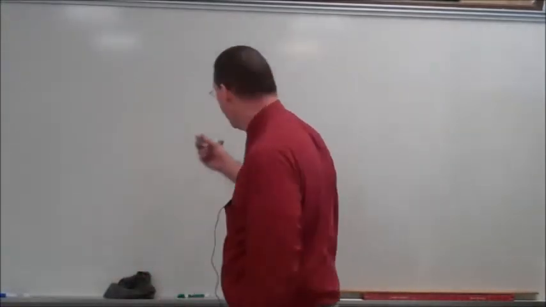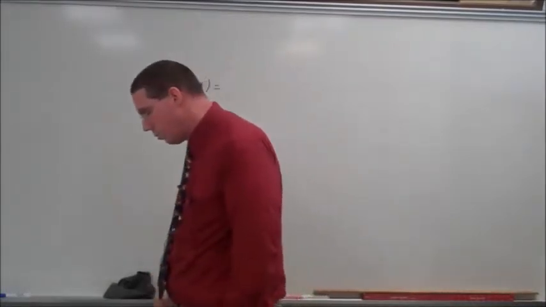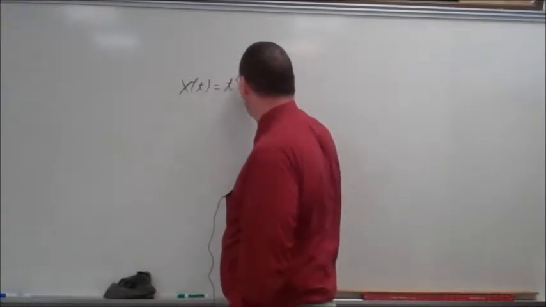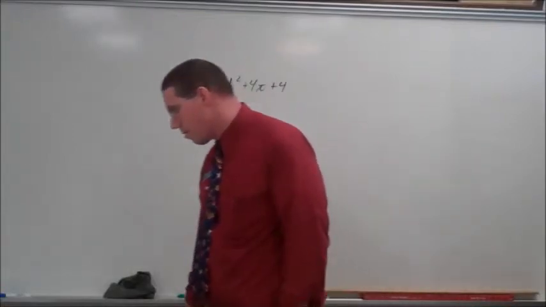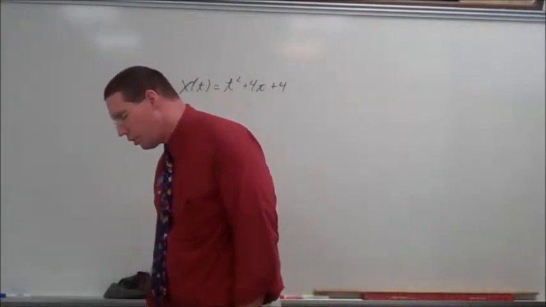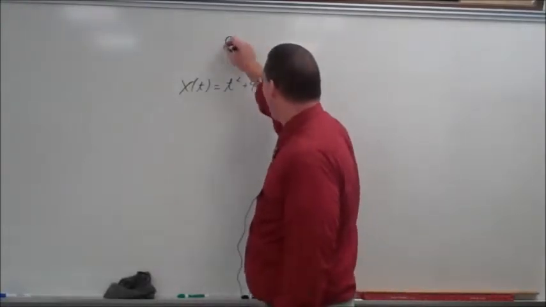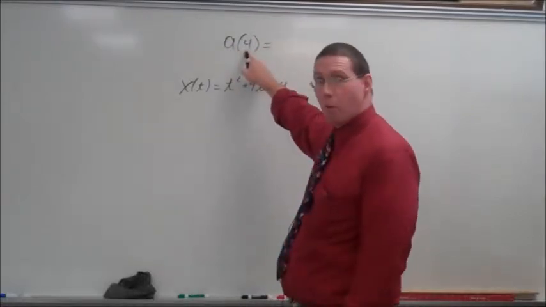is given by x of t. X of t is equal to t squared plus 4t plus 4. And it says, what is the acceleration of the particle when t equals 4? So we want to know what a of 4 is, acceleration at time 4.